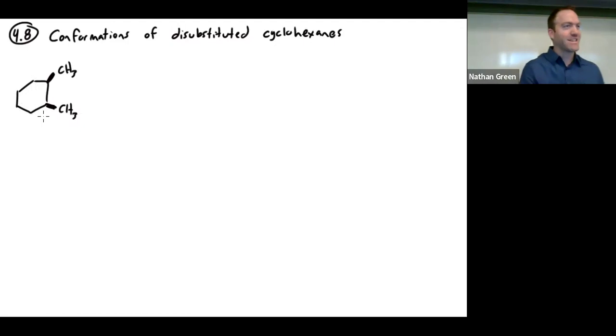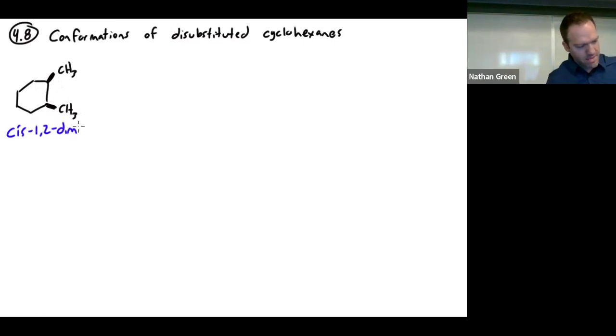There we go. I was about to say cis. All right, so the 2 methyl groups are on the same side. So this is a cis. That's not how you write cis. Cis-1,2-dimethyl. This would all still be one word, but I need space, so I'm going to finish it down here, but dimethylcyclohexane.